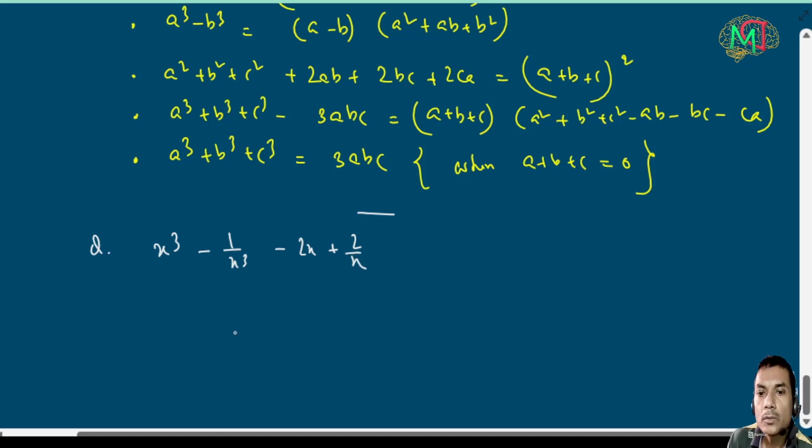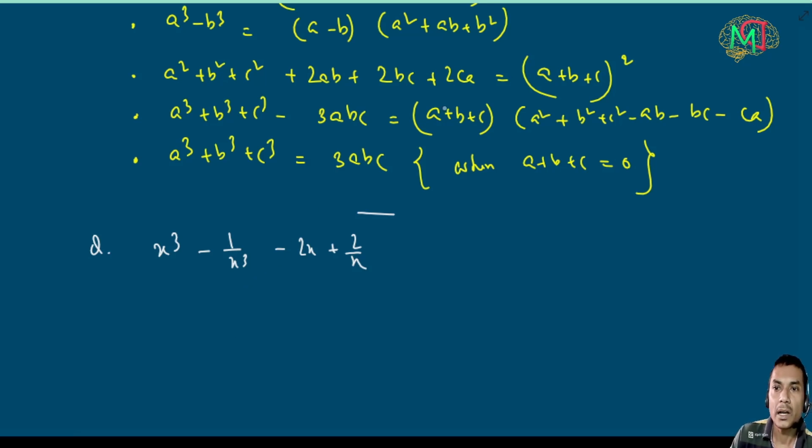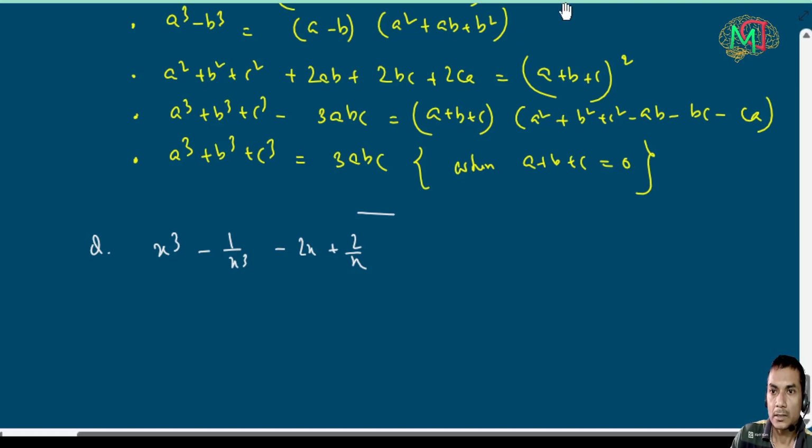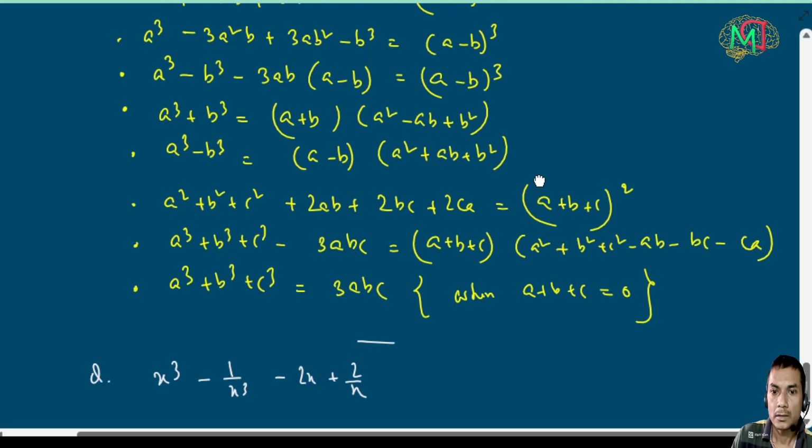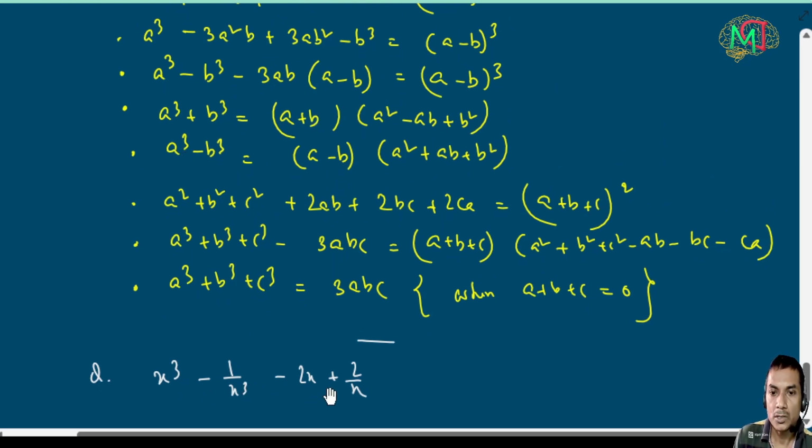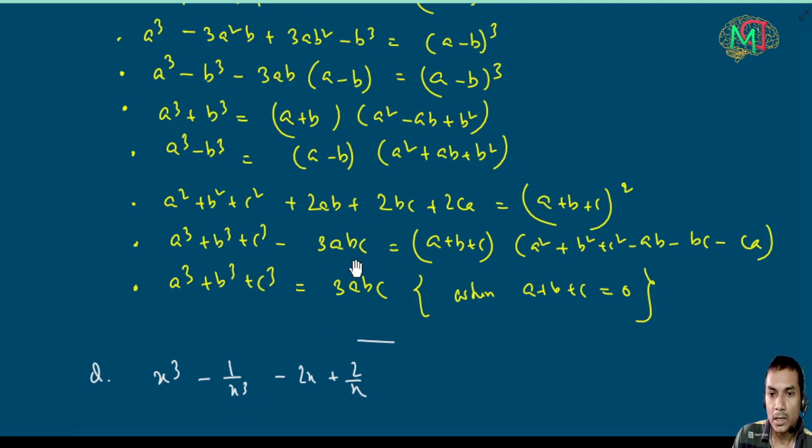Now we cannot apply this formula here. If we take common minus 2, we get x minus 1 by x, but if we want to apply this formula, it will not be possible.